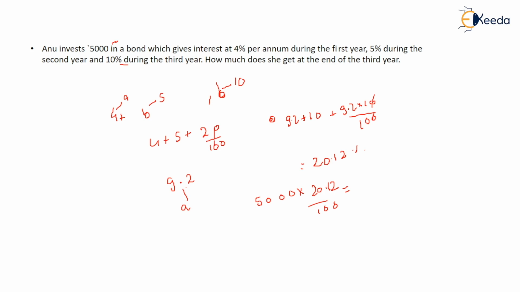You will get 1,006 rupees. So this is compound interest. When this compound interest is added to principal, we'll get the amount, the desired amount, that is 1,006 plus 5,000. That comes out to be 6,006. Okay, so 6,006 is the answer. Very simple. Next question.